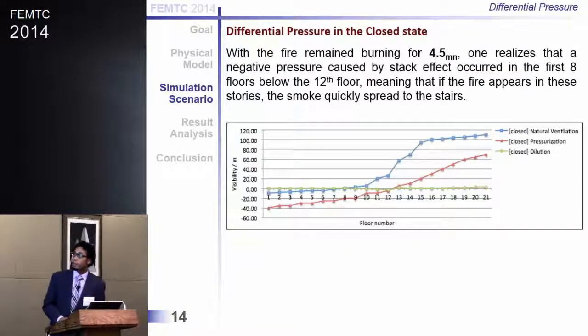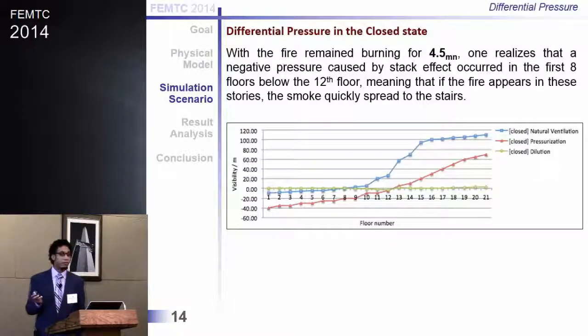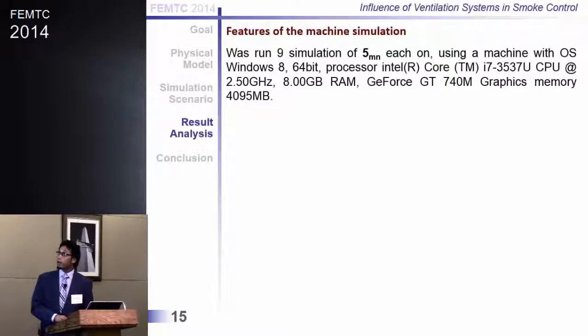Here we just concluded when we reminded the burning. The burning we use in this research is just 4.5 minutes, and this is a 5-minute simulation, but we test at 4.5 minutes, and we can see below the 12th floor, that if the fire appears in this story, the smoke will quickly spread on the stair.